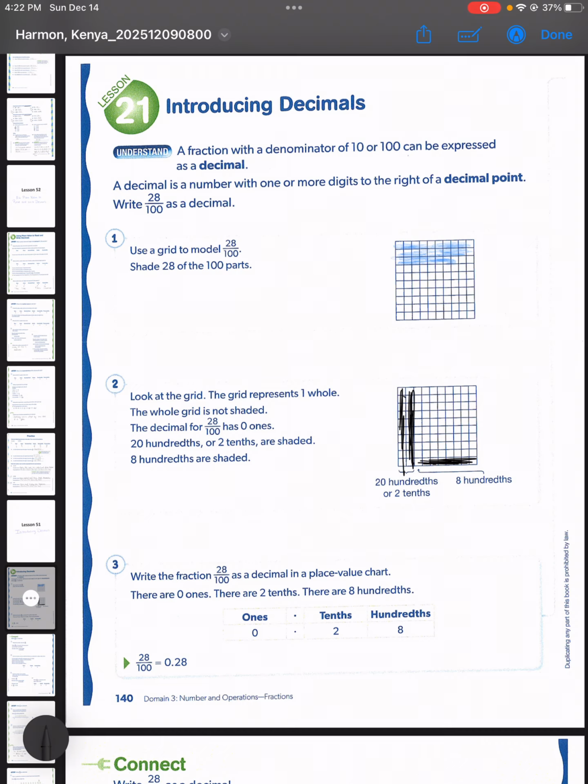So when I write this as a decimal, I can use my place value chart. I don't have any ones. I have 2 tenths, that's why there's a 2 in the tenths column, and I have 8 hundredths, that's why there's an 8 in the hundredths column.